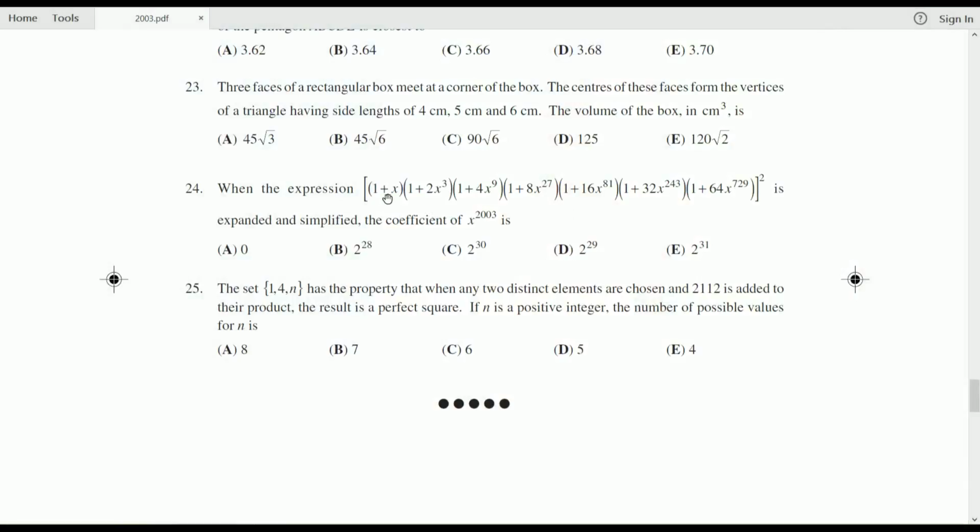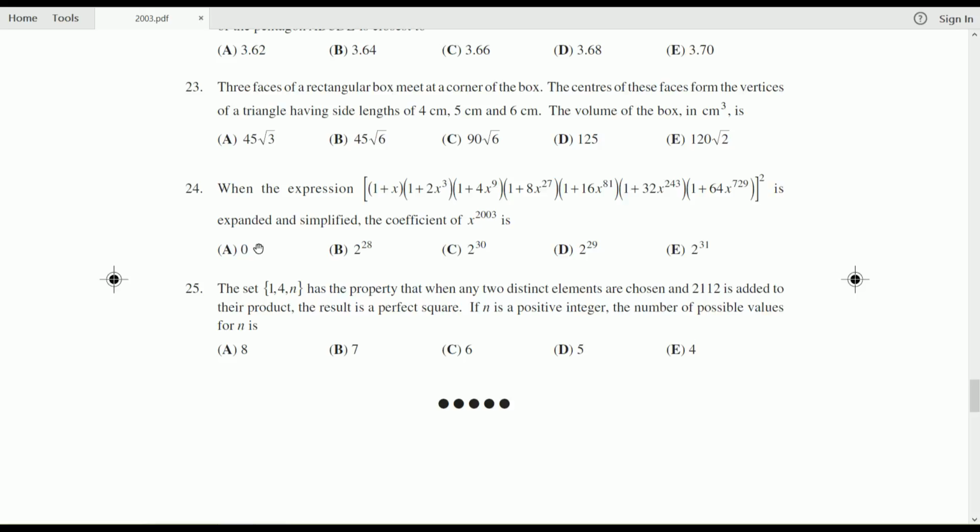When the expression (1 plus x) times (1 plus 2x^3) times (1 plus 4x^9) times (1 plus 8x^27) times (1 plus 16x^81) times (1 plus 32x^243) times (1 plus 64x^729), all of that squared, is expanded and simplified, the coefficient of x^2003 is, and then we have some options: 0 and then a bunch of powers of 2. Okay?